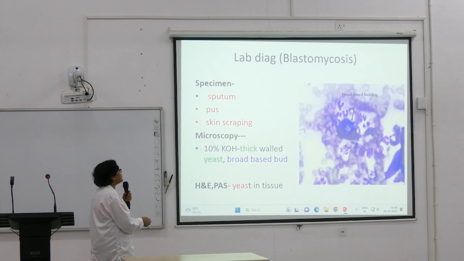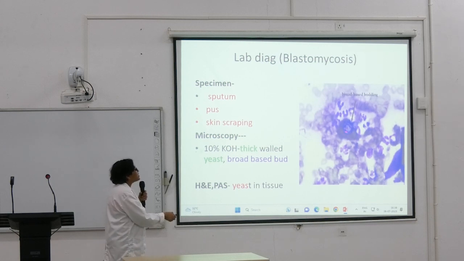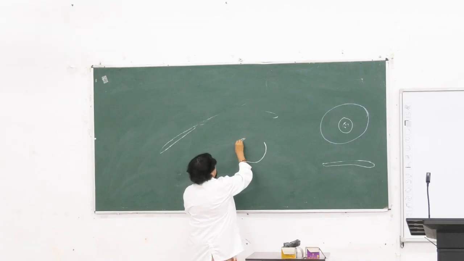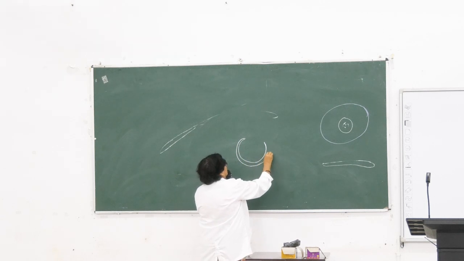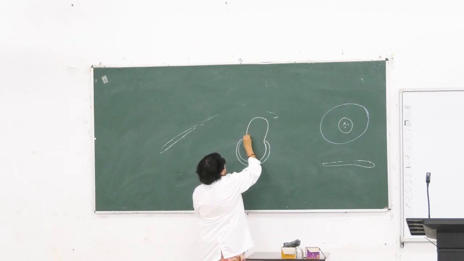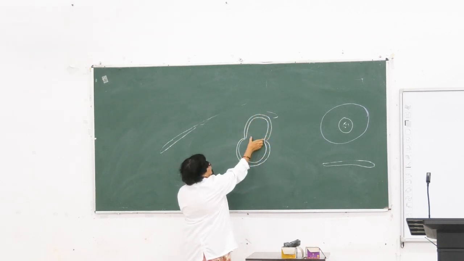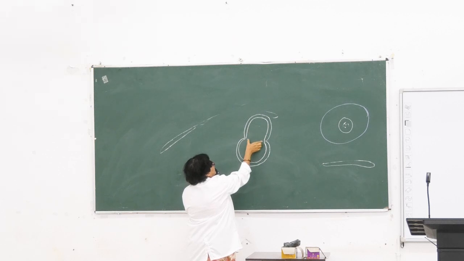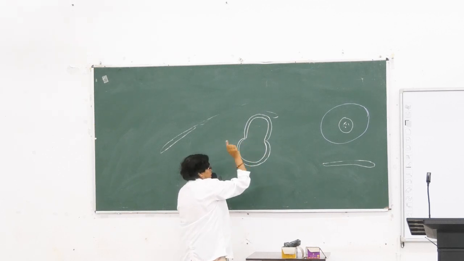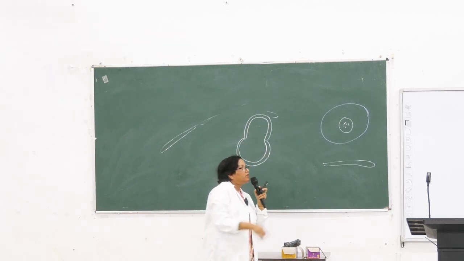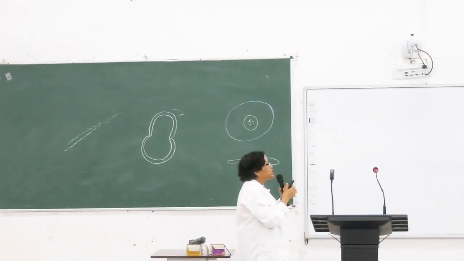Microscopy 10% KOH, thick walled yeast, broad based bud. Here yeast is thick walled and broad based bud. This is thick walled yeast and it has a bud. Base is broad. Bud is there, but base is broad and the wall is thick. It is the diagnostic point of blastomycosis.